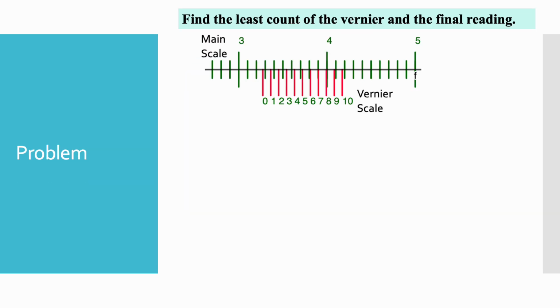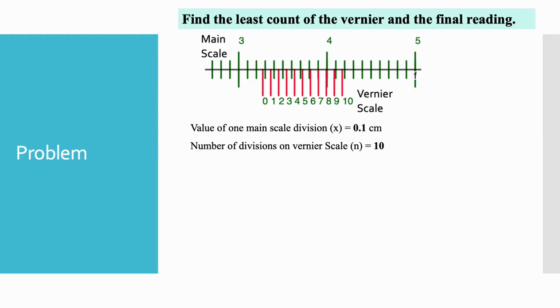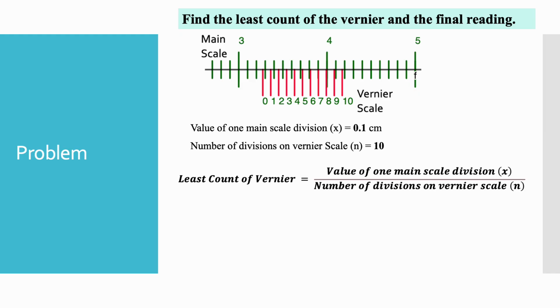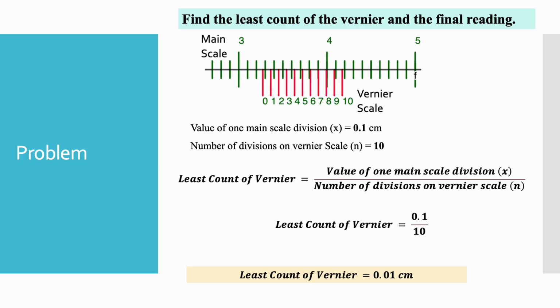Let's solve a problem. The value of 1 main scale division is 0.1 centimeter, or you can say 1 millimeter. The vernier has 10 divisions. So the least count of vernier is value of 1 main scale division divided by number of divisions on vernier scale. So least count of vernier is equal to 0.1 divided by 10, which is 0.01 centimeter, or you can say 0.1 millimeter.